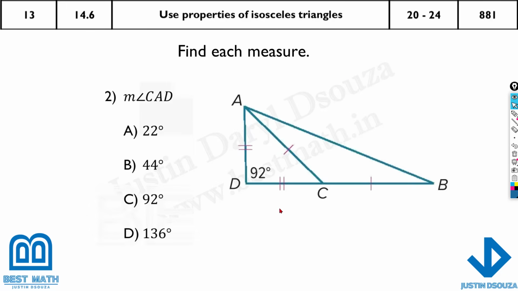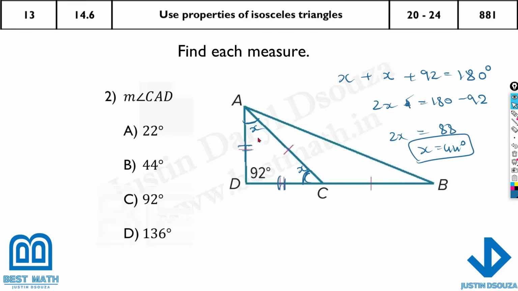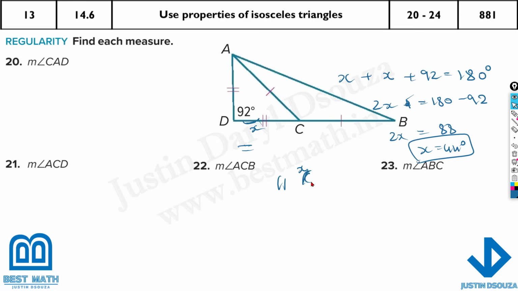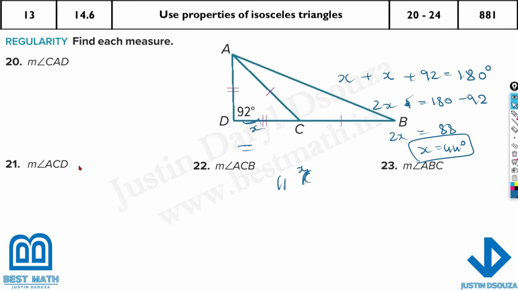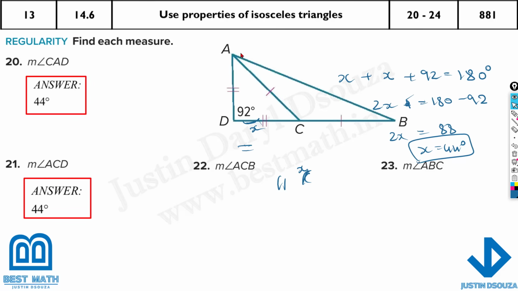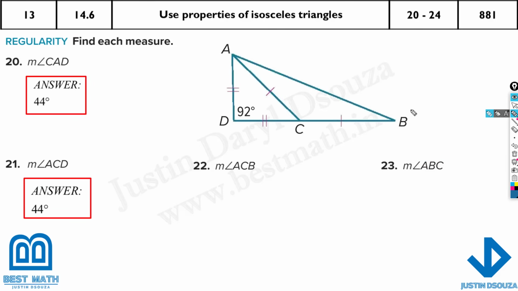Now, what about CAD? CAD, now literally we did the same thing. The x's both are same, it should be 44 itself. Now let's find more of these angles. CAD, we just now found out, was 44. ACD is 44 as well. This is 44. Now what about ACB? Now they want us to find this angle.